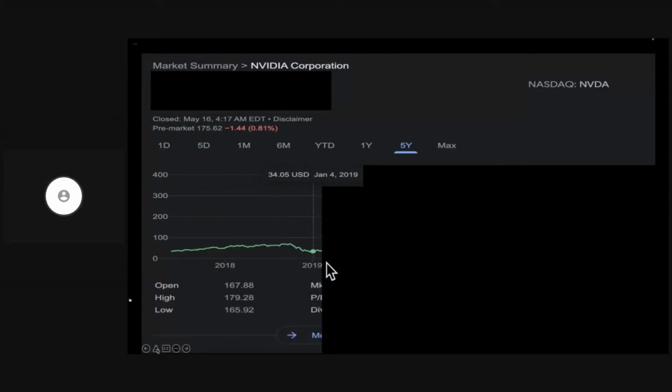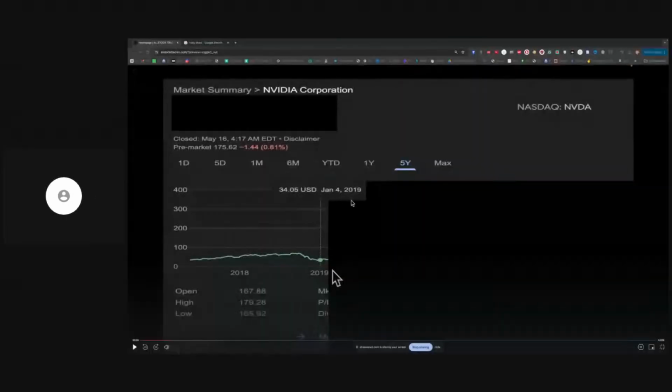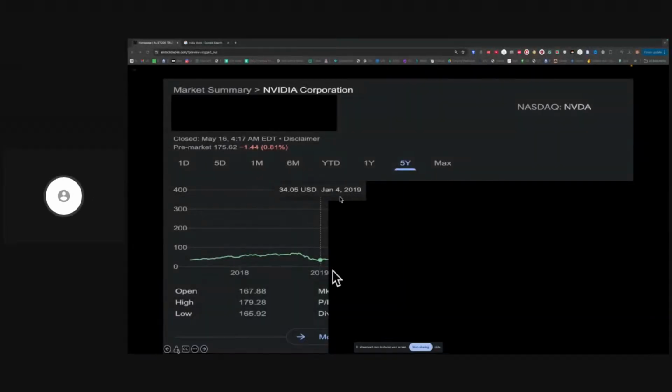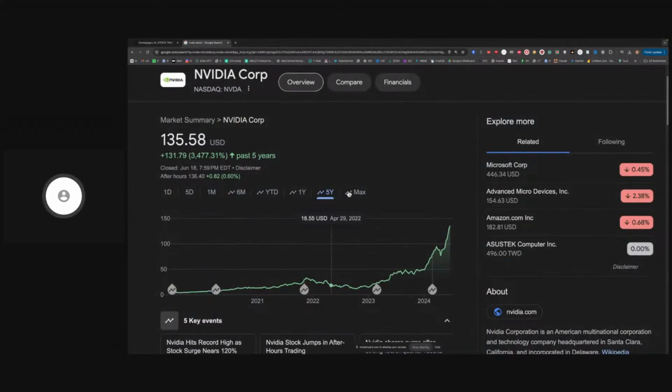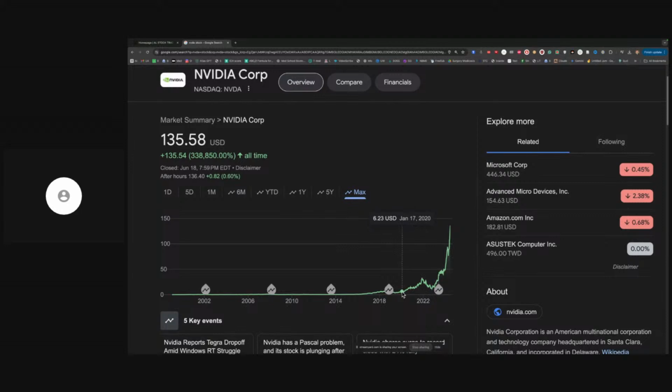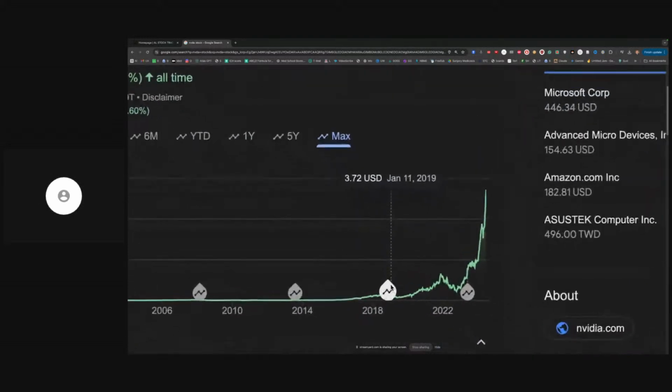So you might ask yourself, Al, $34? That makes sense because it's $135 now. Don't be stupid, okay? Sorry to call you stupid, but don't be a fool. Look up January 4, 2019, and you go here, and you look at January 4, 2019. Right around here, NVIDIA was $3.72.